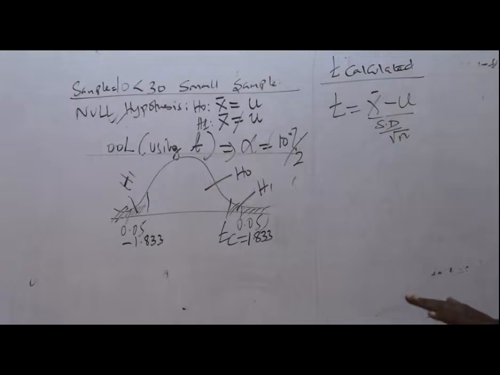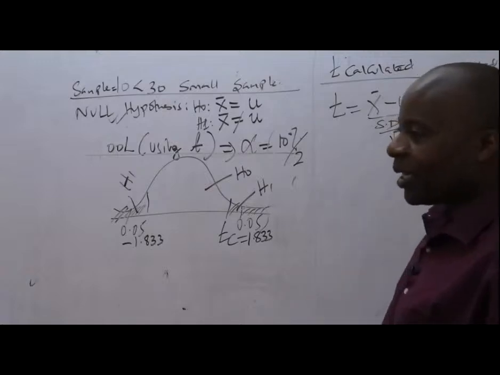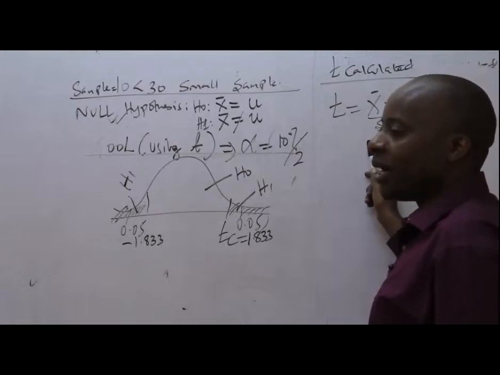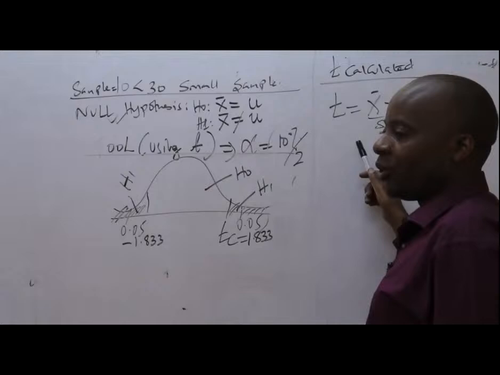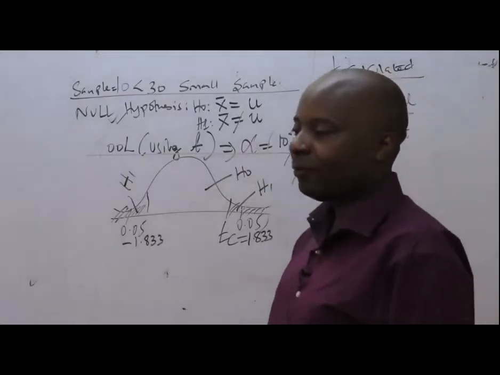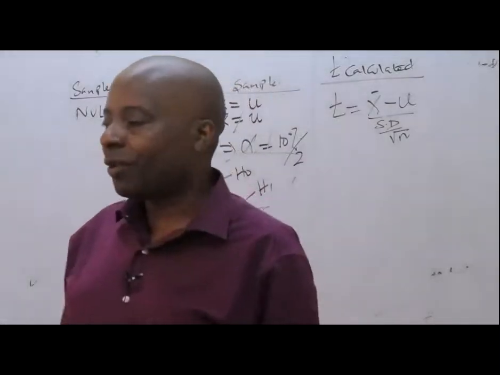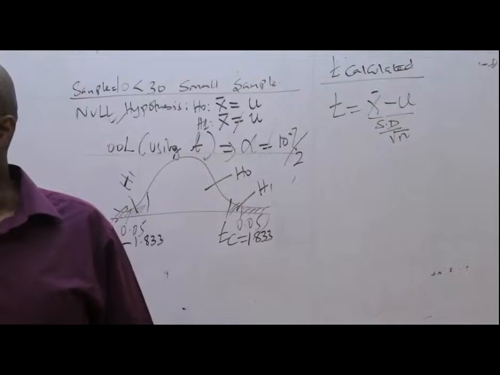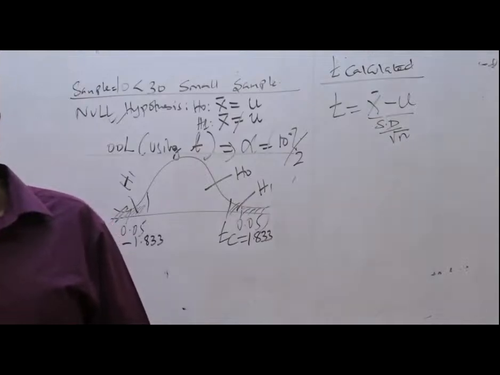But now you see, and this is why I like the CPA examiner. This time around, this examiner has not given you X bar. He wants you to calculate it yourself. He has not given you any parameter. So what we've got to do is to come and write down the numbers.